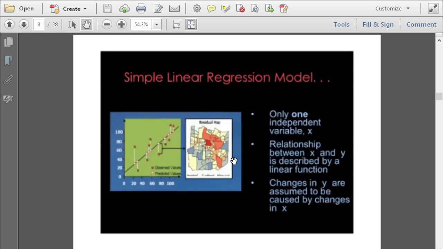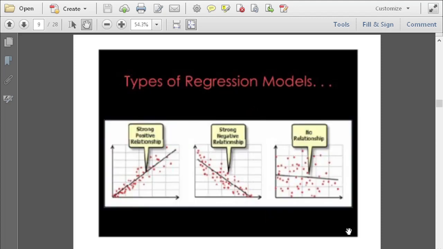Okay, so the simple linear regression model is this one. For example, only one independent variable, only one x. The relationship between x and y is described by this linear function, and changes in y are assumed to be caused by the changes in x. So the simple linear regression has only one independent variable to predict the dependent variable.